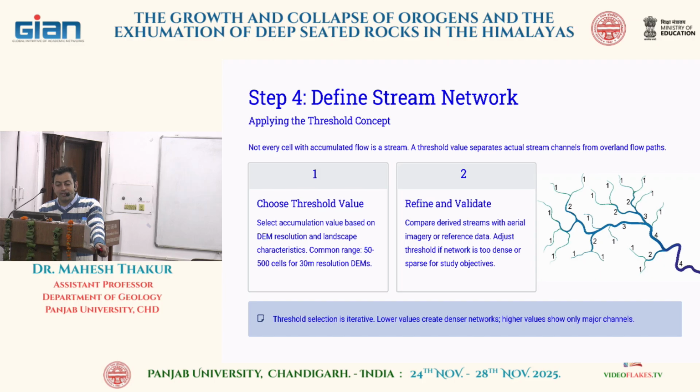Refine and validate. Compare the derived stream with aerial imagery or reference data. Adjust the threshold if the network is too dense or sparse for study objectives. So threshold selection is iterative. Lower values create denser networks. Higher values show only major channels.